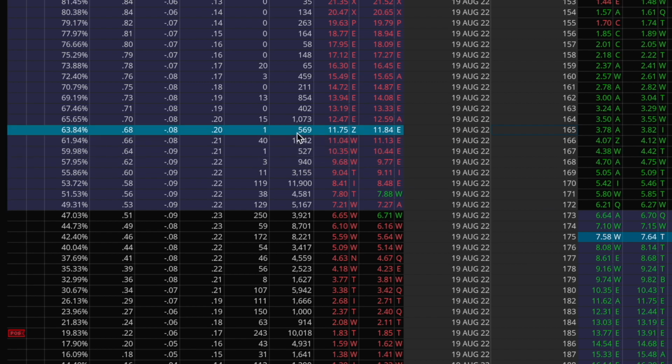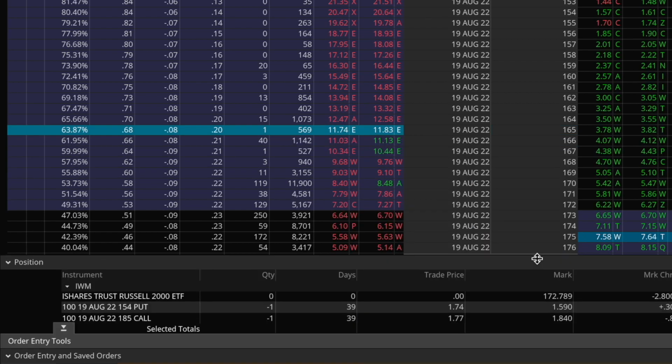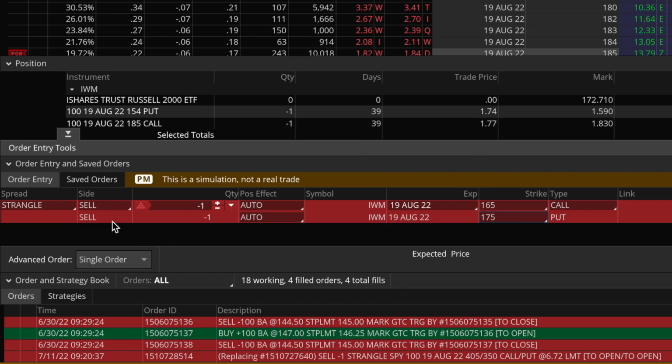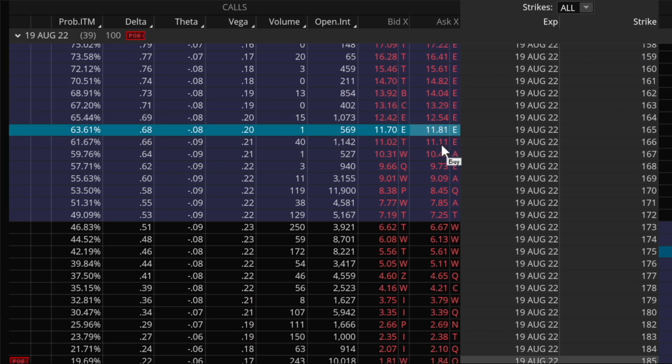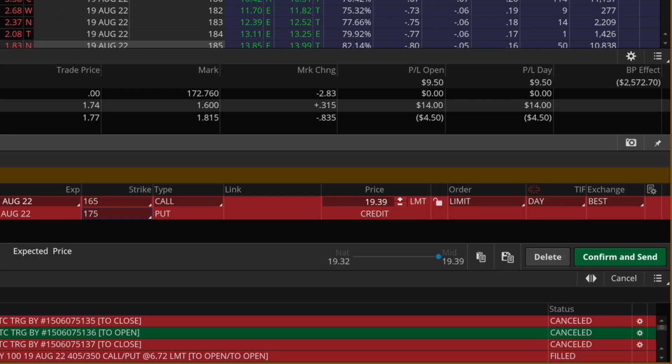So now I'll right click on the call option here and then go to sell and strangle. And here we go. This is a sell order to sell one contract of the 165 strike call option, which you can see right here, and then also one contract of the 175 strike put option, which is right here. And as you can see right down here, if you were to make this your initial trade, you would collect around $2,000 of credit.